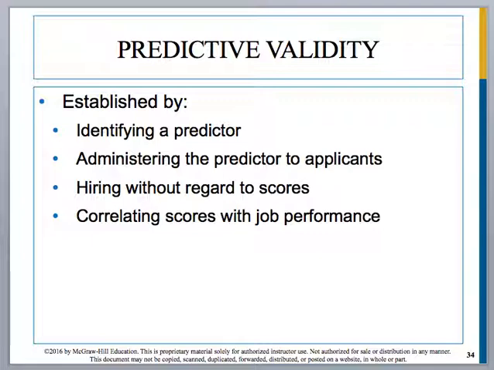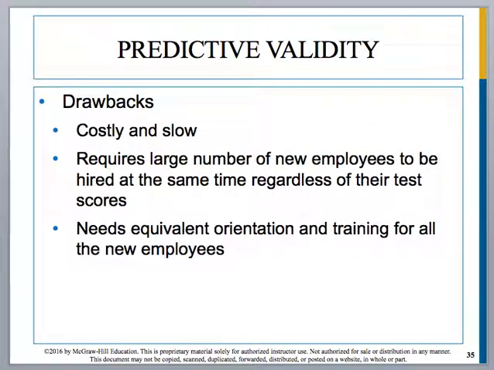Predictive validity is established by identifying a predictor, and you're going to administer it to applicants, and you're being hired without regard to scores. So there's a correlation of the scores with job performance. There are some drawbacks because it can cost a lot. It's a slow process to complete. It requires a lot of employees to be hired at the same time, regardless of their test scores, and there needs to be an equivalent orientation and training for all of those employees. So it's time consuming, it's costly, and it's a very, very slow process.